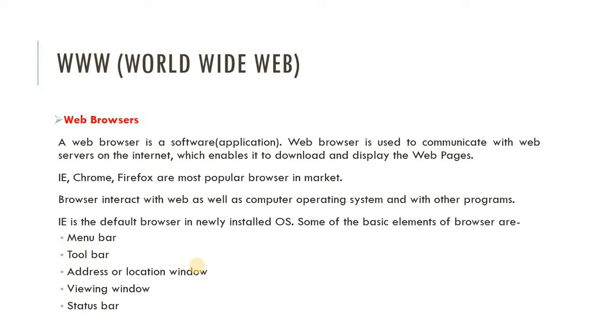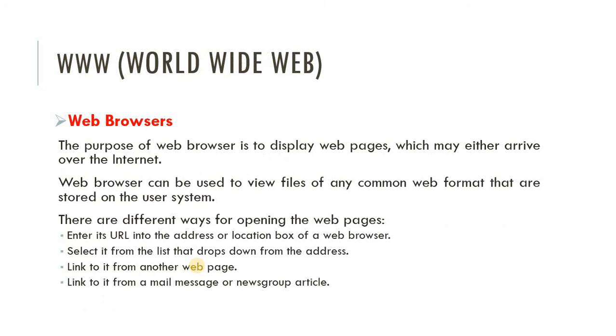Some of the basic elements of browsers are the menu bar, toolbar, address or location window, viewing window, and status bar. We are all aware of these things. So this is the overview of the web browser. The purpose of a web browser is the display of web pages, which may arrive over the internet. The main thing is that we request some content and that content is displayed in the web browser. That is the main purpose of a web browser. A web browser can also be used to view files of any common web format that are stored on the user's system.